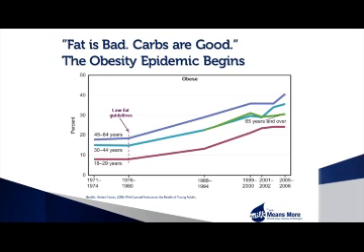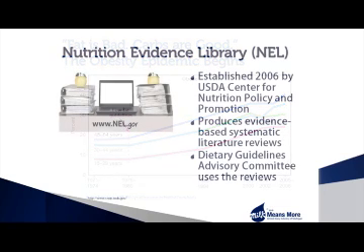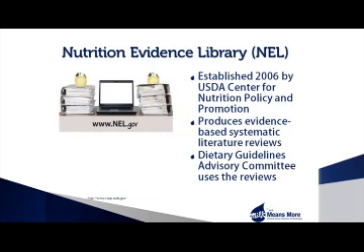But the damage was done. The quality of the American diet had seriously eroded. In 2006, the USDA's Center for Nutrition Policy and Promotion created the Nutrition Evidence Library. The NEL uses a rigorous and standardized review method to evaluate and interpret scientific literature to produce evidence-based reviews. Evidence-based reviews inform expert opinion in developing the dietary guidelines.